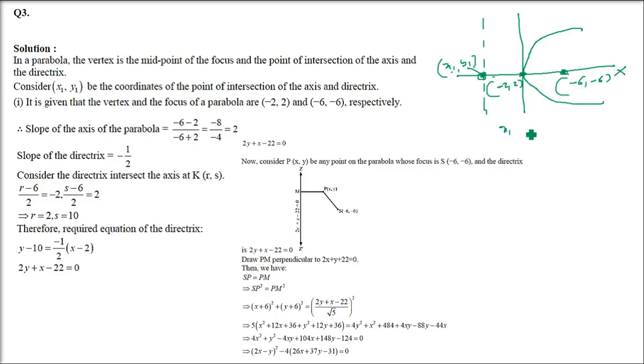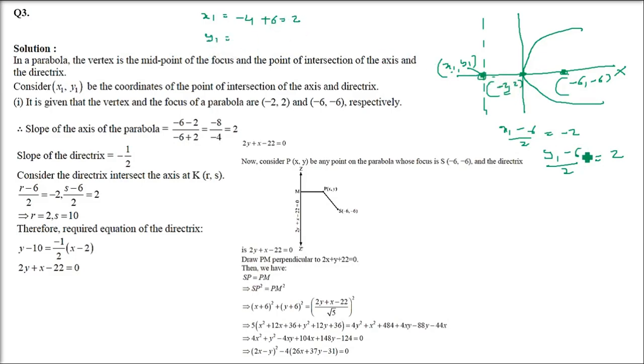So we will take the midpoint formula. x1 plus minus 6 by 2 is minus 2, and y1 plus minus 6 by 2 is equal to 2. So this will be the point where the directrix is intersecting the axis of the parabola, the axis of symmetry. So what do you get? x1 will be equal to 2 into minus 2, that is minus 4, and 6 we take on the right hand side, plus 6. Minus 4 plus 6, you get 2.